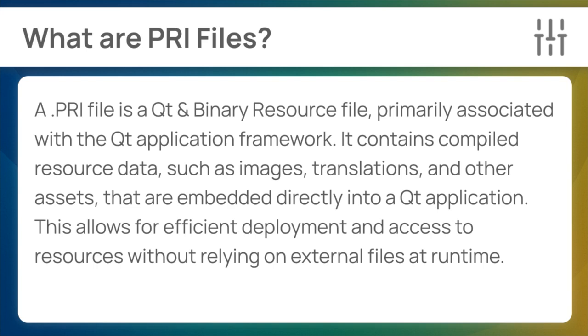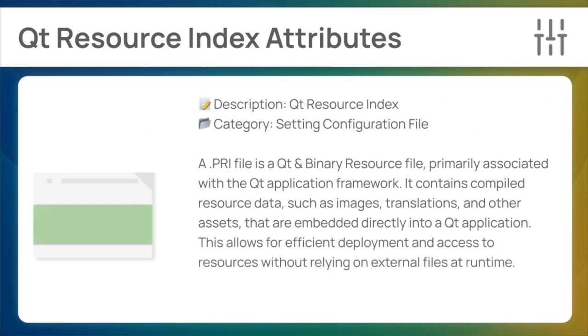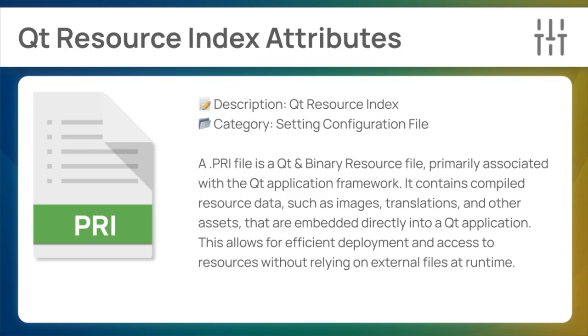A PRI file is a Qt and binary resource file, primarily associated with the Qt application framework. It contains compiled resource data, such as images, translations, and other assets, that are embedded directly into a Qt application. This allows for efficient deployment and access to resources without relying on external files at runtime.